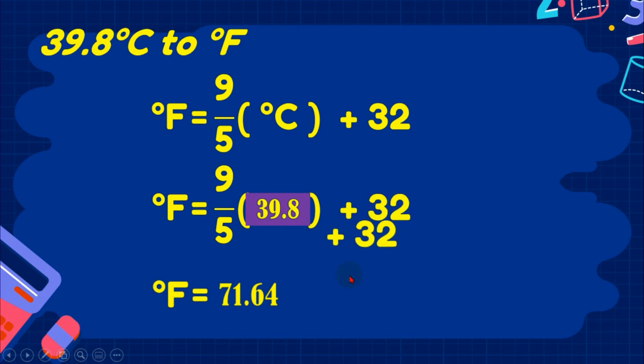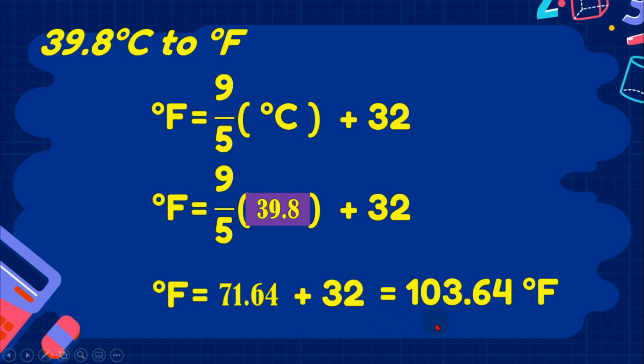Bago saka natin idagdag si 32. Ganun ang pag-solve, ha? Isa-isa. Hindi talaga pwedeng basta na lang tayo nag-solve. Okay? So, 71.64 plus 32, again, continue on calculator. I-plus natin silang dalawa. This is equal to what? 103.64 degrees Fahrenheit. Okay? Yan na ngayon yung sagot natin.